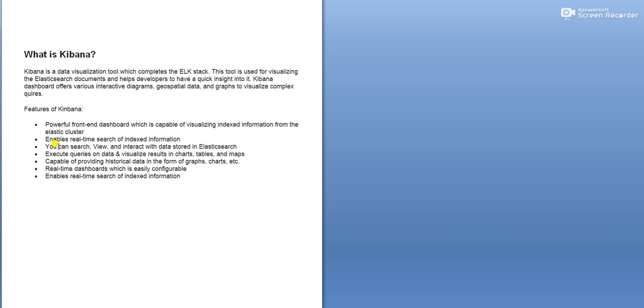Then there are various features of Kibana. The first feature is a powerful front-end dashboard which is capable of visualizing indexed information from the Elastic cluster. It enables real-time search of indexed information. You can search, view and interact with data stored in Elasticsearch, execute queries on data and visualize results in charts, tables and maps. Overall, it is a visualization tool.